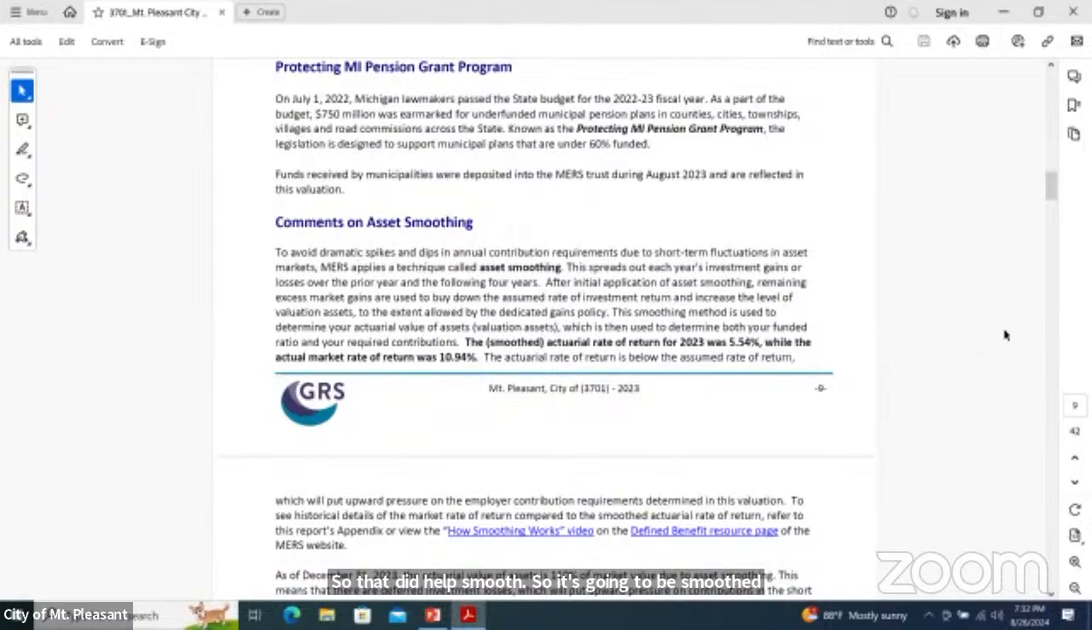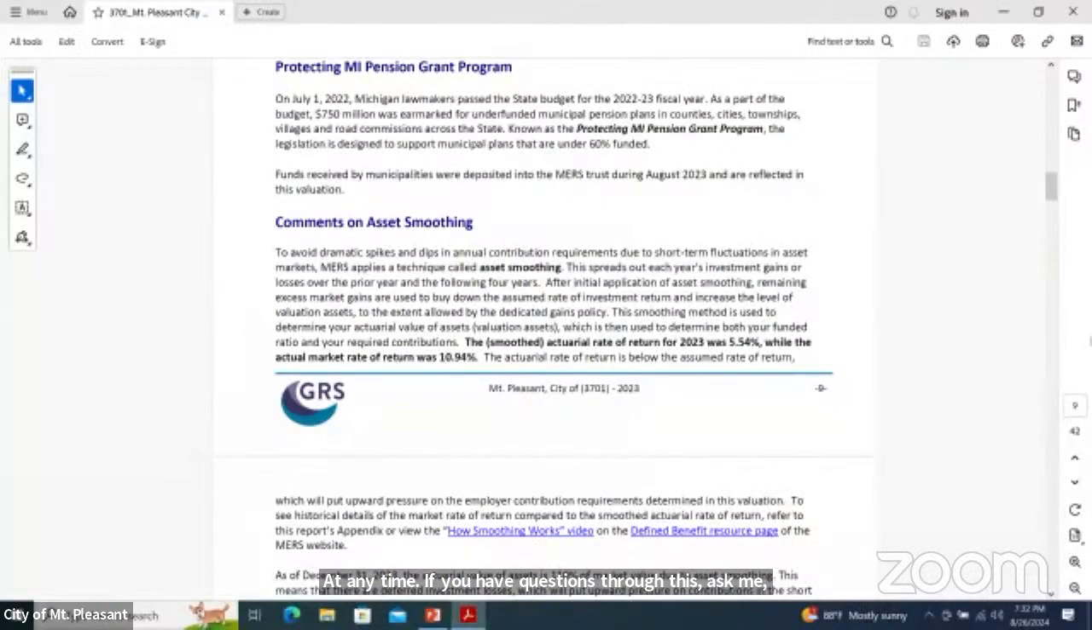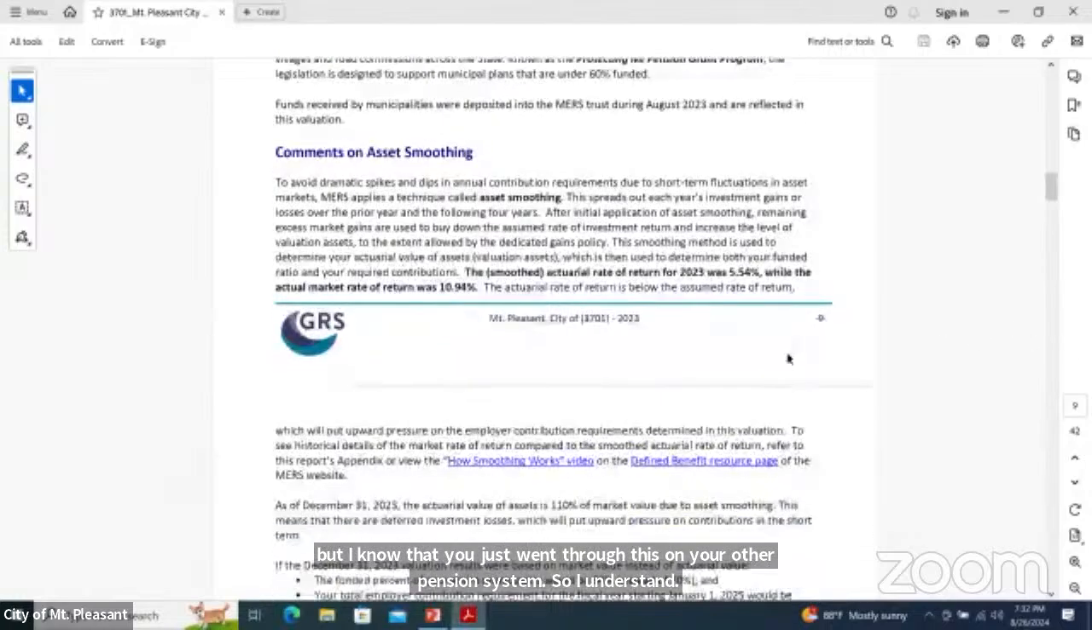At any time, if you have questions through this, ask me. But I know that you just went through this on your other pension system, so I understand. Going on to page 12 here.